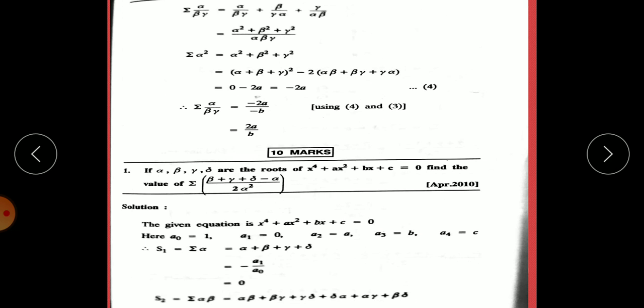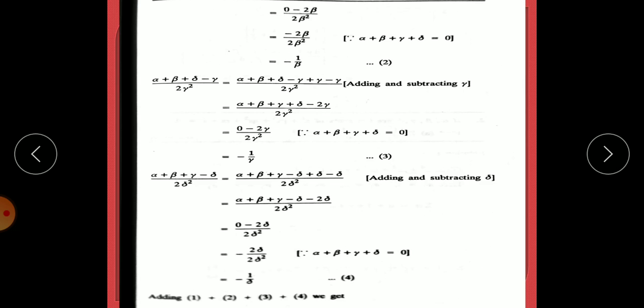Similarly, alpha plus gamma plus delta minus beta, divided by 2 beta squared, because in the question they have asked for the summation of beta plus gamma plus delta minus alpha divided by 2 alpha squared. So we are doing it term by term, adding and subtracting beta here, and then next gamma, next delta. Likewise we add the 4 terms, so that is minus 1 by alpha, minus 1 by beta, minus 1 by gamma, minus 1 by delta. Taking the minus out and the LCM, we get the answer as B by C.